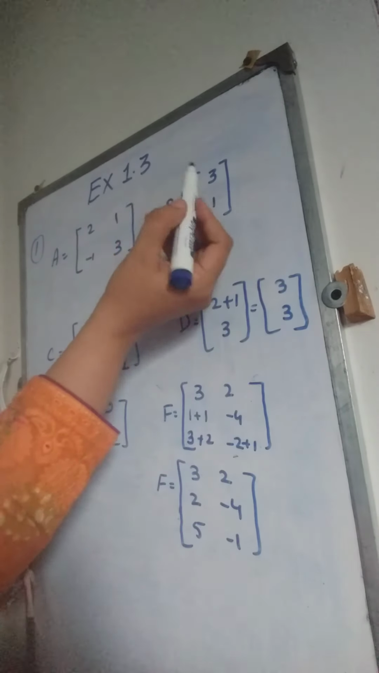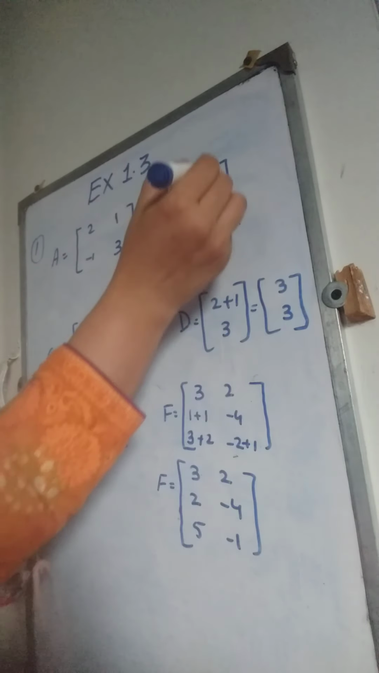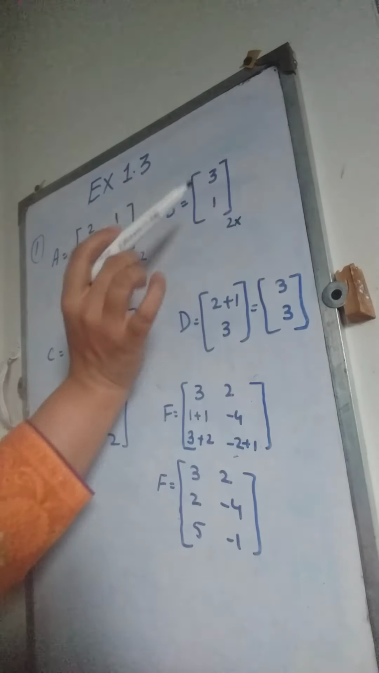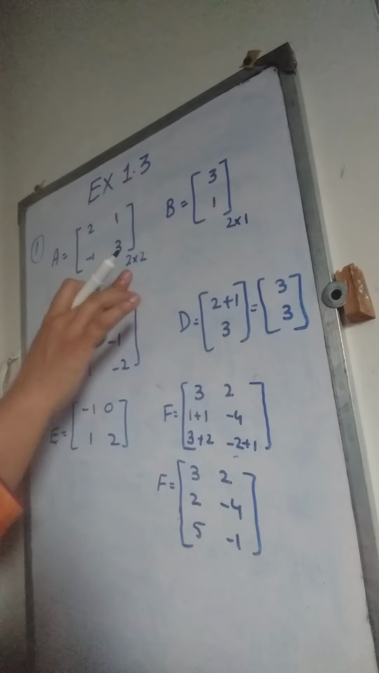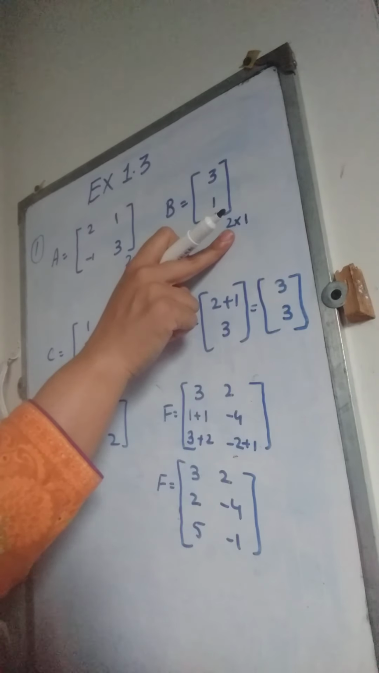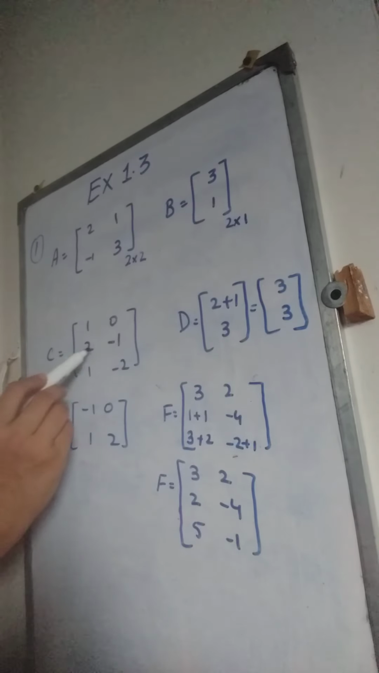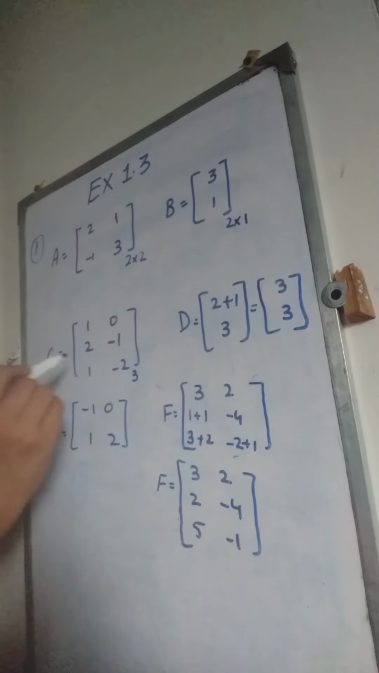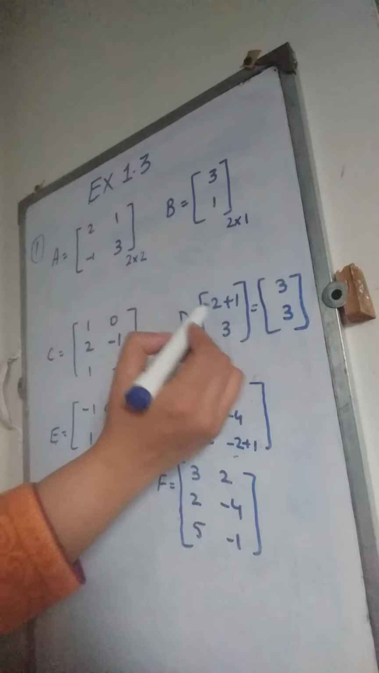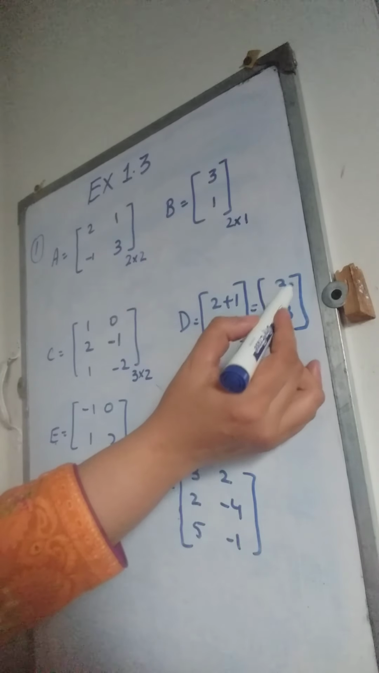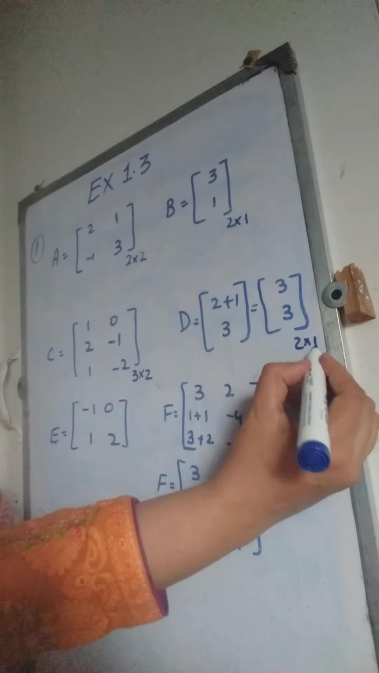Matrix B, it has how many rows? It has two rows and how many columns? Just one column, no other columns. This is the first column and we have only one column. So the order of A is 2 by 2, order of B is 2 by 1, order of C is, we have first row, second row, third row. It has 3 rows and 2 columns. Matrix D has 2 rows and 1 column. So it is a 2 by 1 matrix.